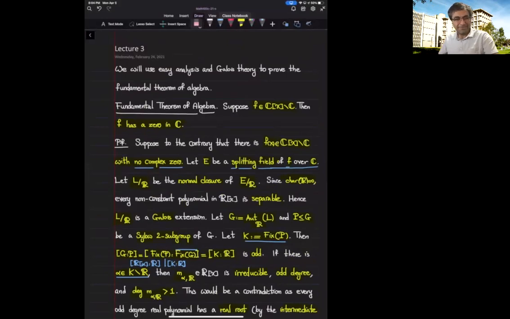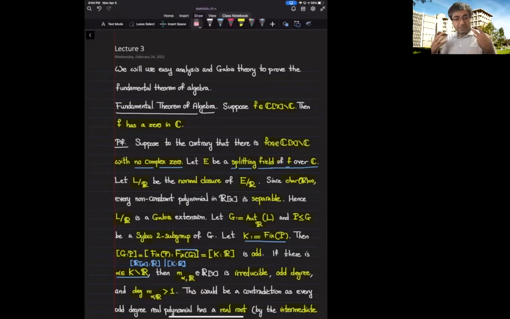Hello. In the previous lecture, we proved the fundamental theorem of Galois theory, and we've seen some applications of it. In today's lecture, we are going to start with a proof of the fundamental theorem of algebra. So what does it say?